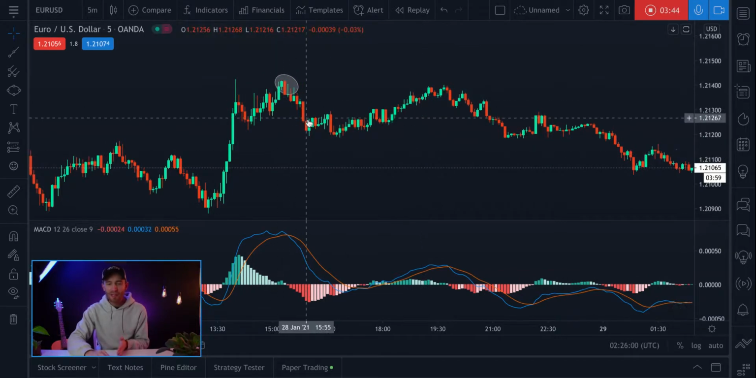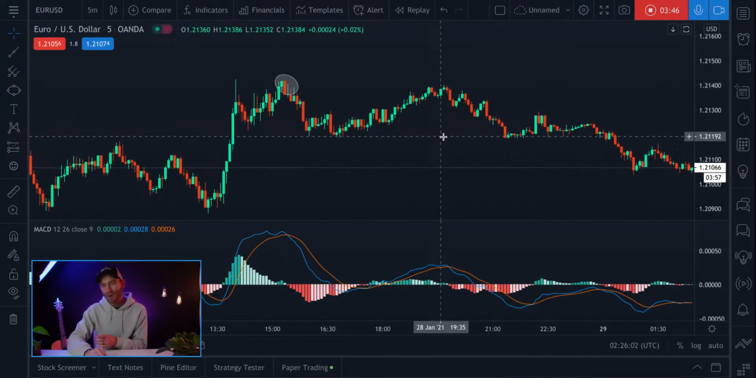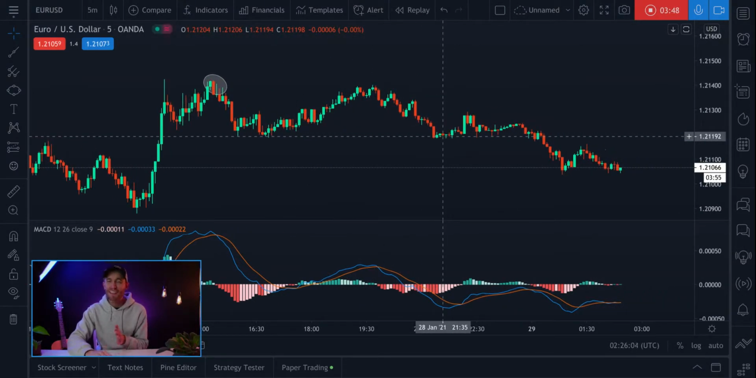Now that followed it pretty well, but what I want to show you guys as we keep going into the future here to the live price is that it doesn't always predict the moves perfectly. Remember, nothing's guaranteed in trading, not even with indicators like this.